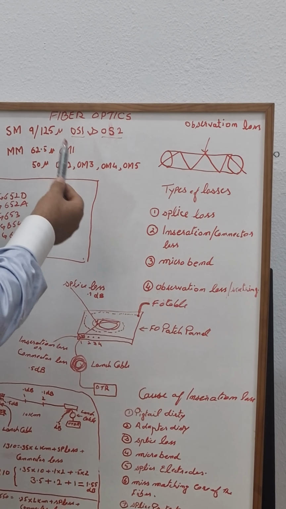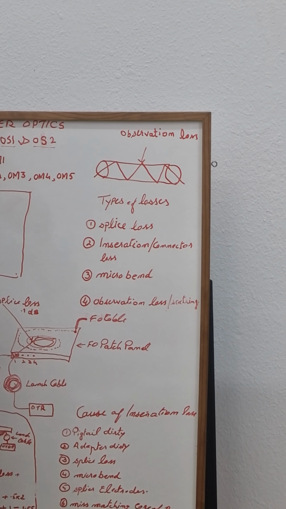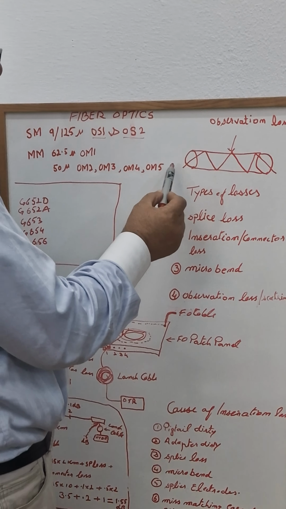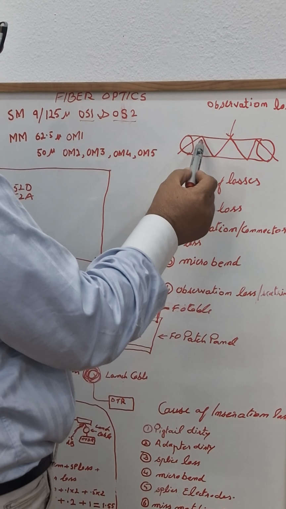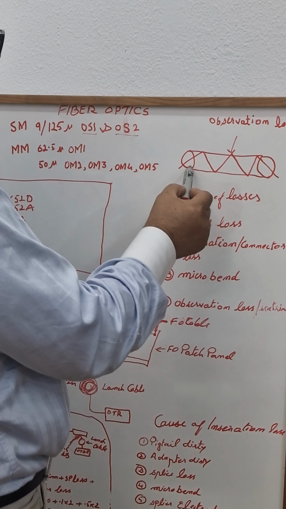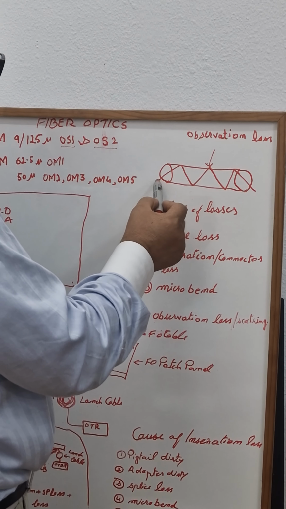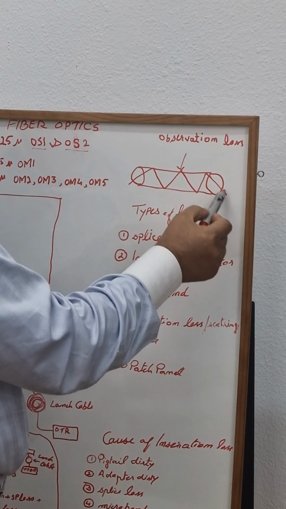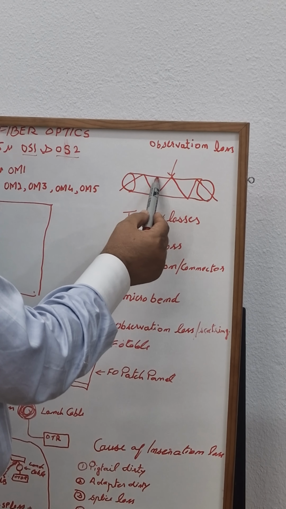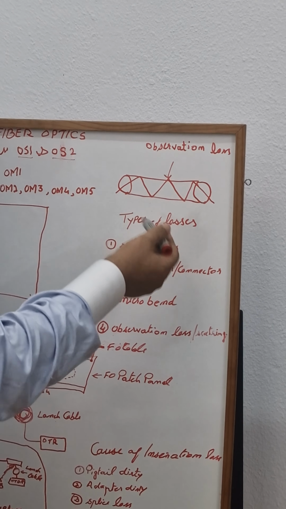So I will explain one by one things regarding the losses, how many types of losses, and how fiber works. Basically, when the laser enters the fiber optic, it penetrates in this tube. The tube is glass or the fiber, so it can penetrate in this way, zigzag, zigzag, zigzag. So it strikes here on the wall of the fiber.